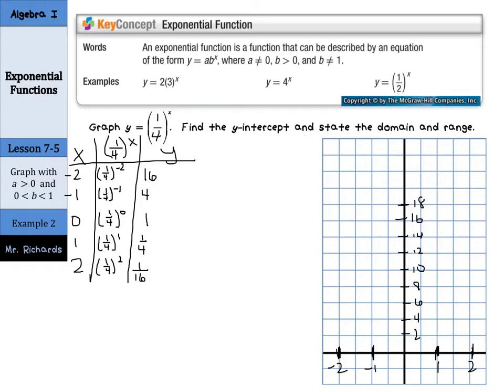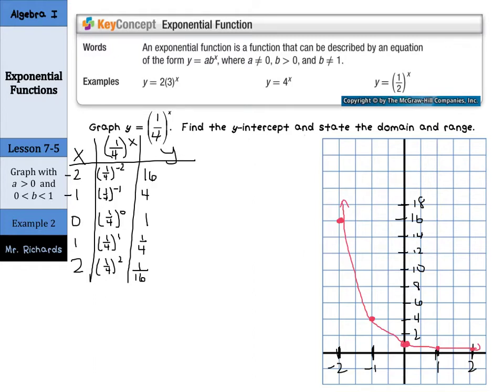And now, when we graph -2, 16, that would be right about here. -1, 4 would be right about here. We cross the y-axis at 0, 1 right here. Hint, hint, y-intercept. Then 1 is 1/4, and 2 is 1/16, which again, like the previous example, is kind of tough to draw. And now, for this one, it looks like we're going in this shape right here.